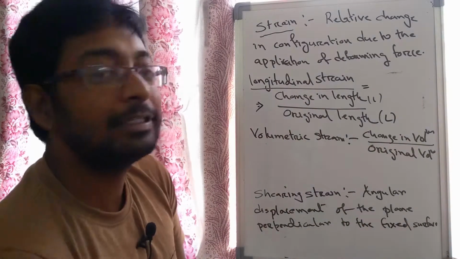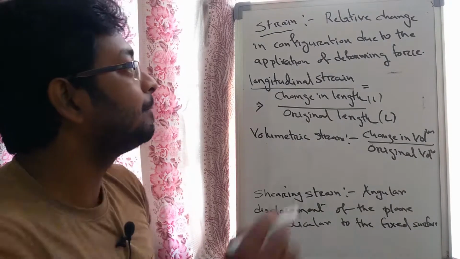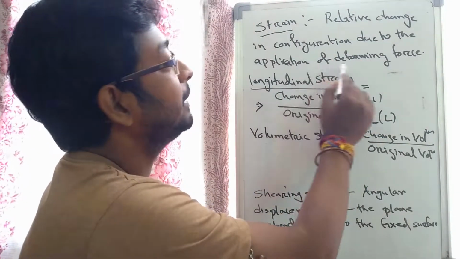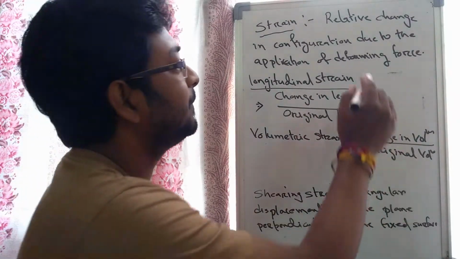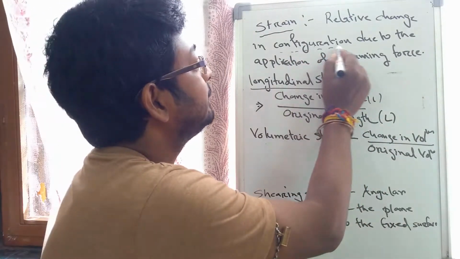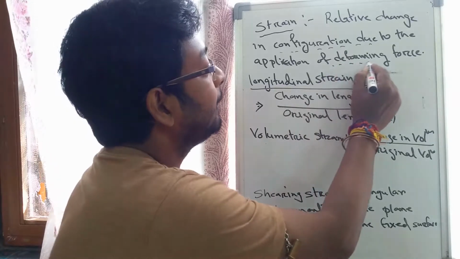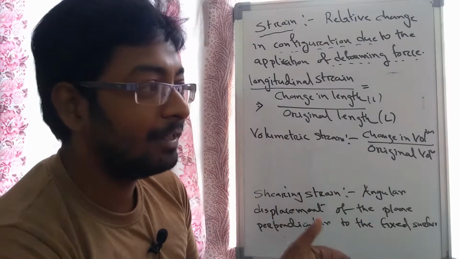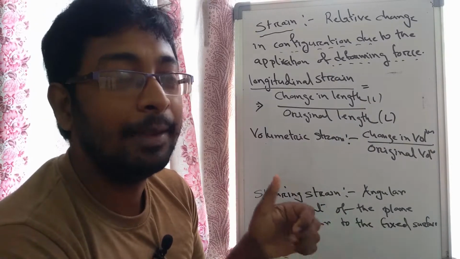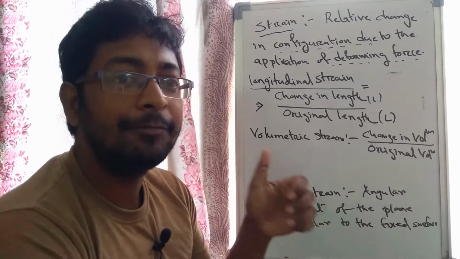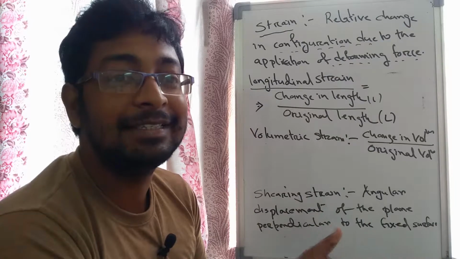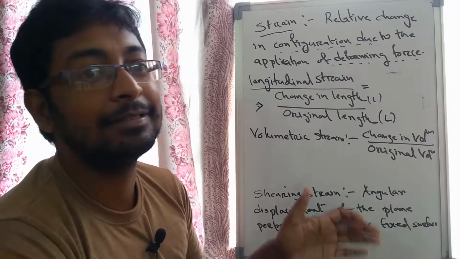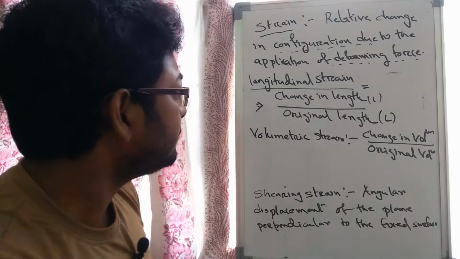So what is the definition of strain? The definition is that it is the relative change in configuration due to the application of a deforming force. It means the change in configuration after applying the deforming forces. Strain means that after applying the deforming force, if the configuration of the system changes, like its length changes or its volume changes, then we can say this is strain.